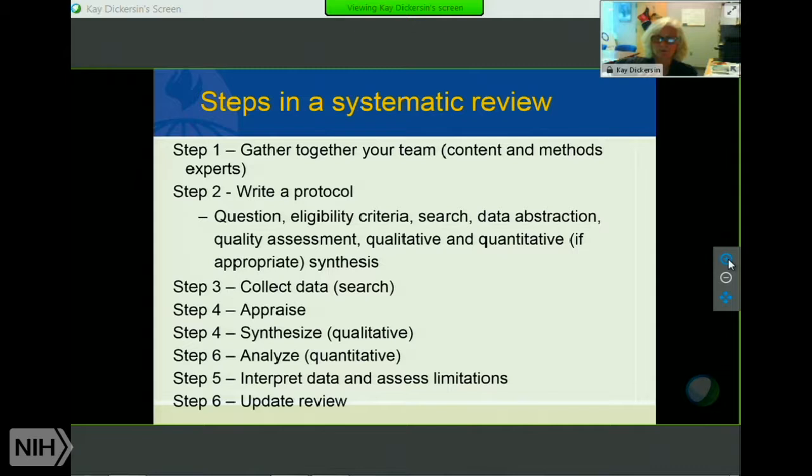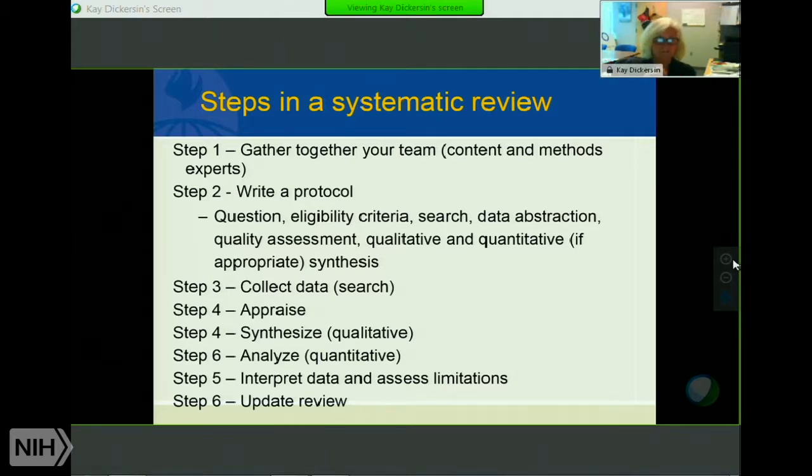Then you appraise what you found. You look and see what meets your eligibility criteria. You look for risk of bias in the individual studies, et cetera. So you're looking at these studies to say, should I really be including them? Are they good enough? What's the quality of the data? Or how likely are the data to be affected by bias? Was the control group that was chosen appropriate, et cetera?